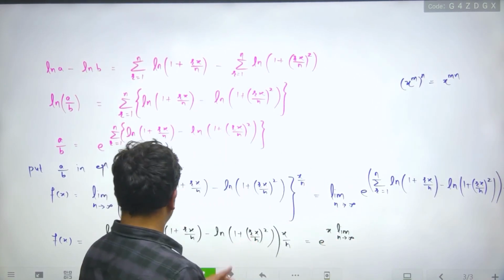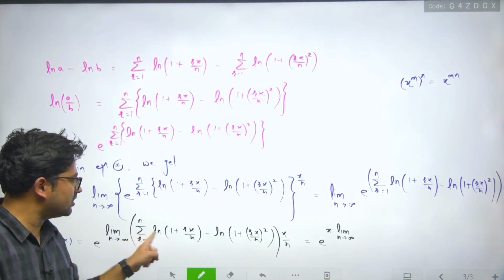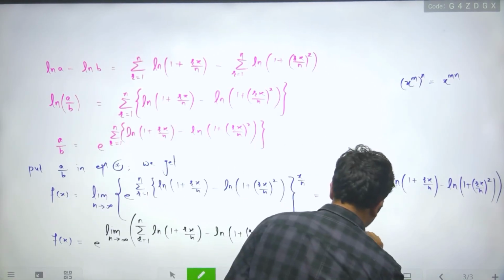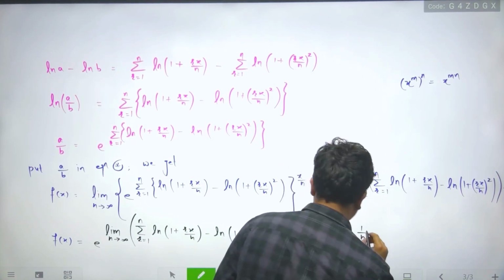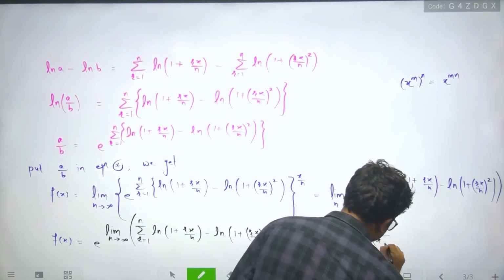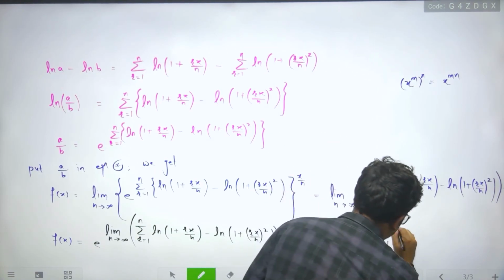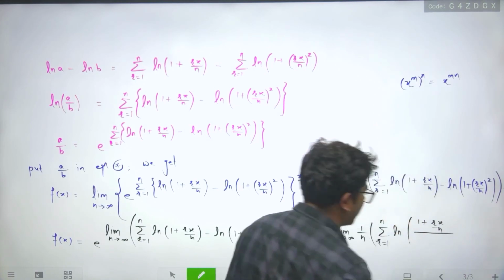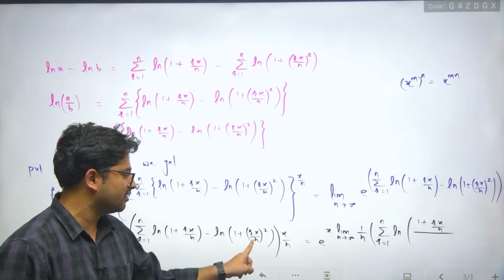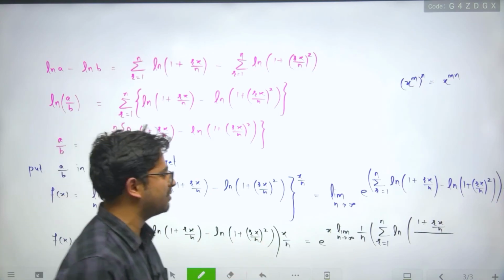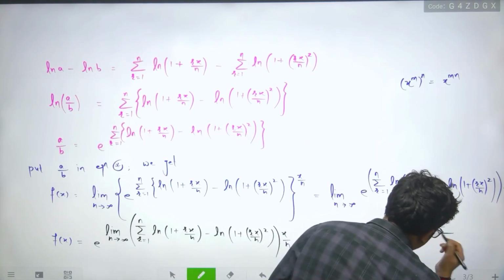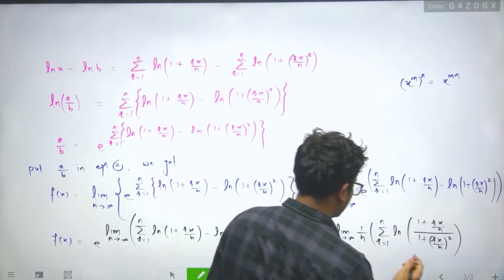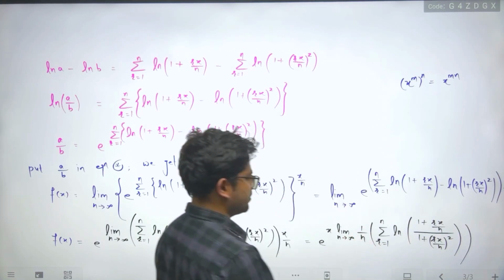And now this sigma is what? Sigma is here. So you can say 1 by n into sigma r = 1 to n of ln of (1 + rx/n) divided by, now you can apply the formula ln A minus ln B, that is ln A by B. So ln of (1 + rx/n) upon (1 + rx/n) whole square. Got it? Close this bracket.